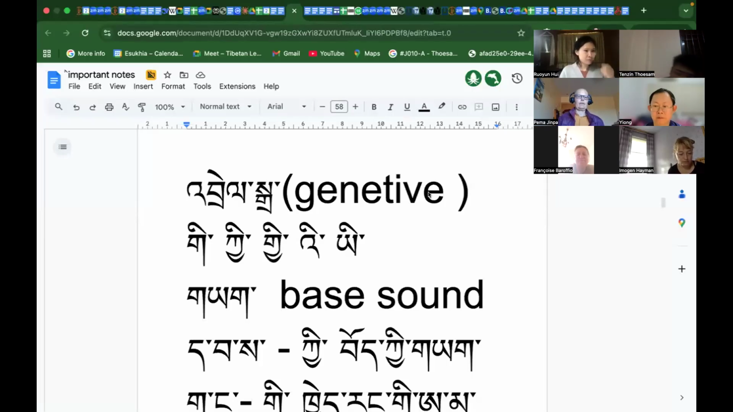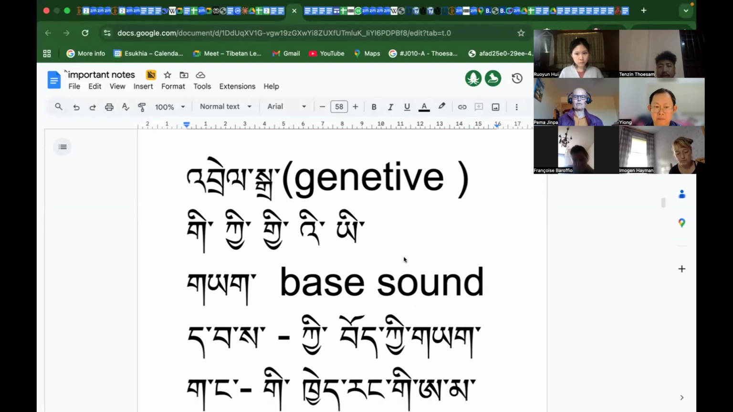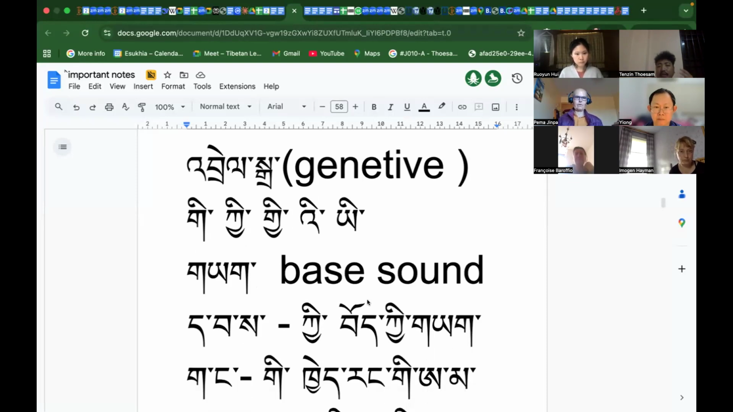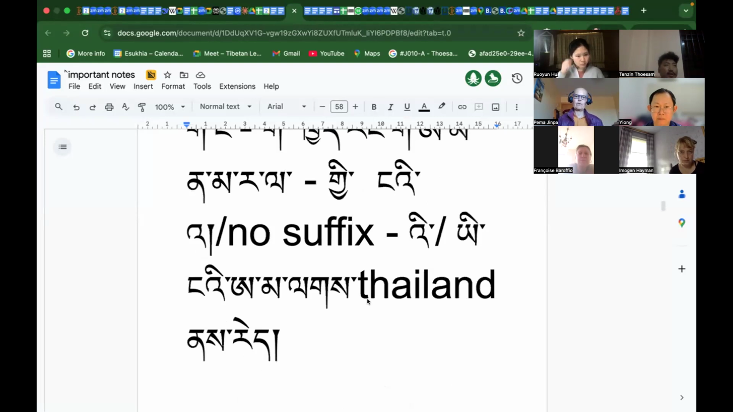Tashi delek. Let's do some revision checking. A little bit of revision. In the previous lesson, we learned about sentences that include my friend, my teacher, my book, my phone.